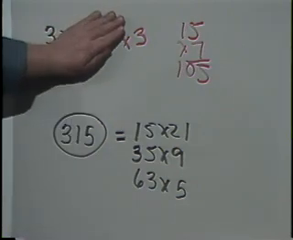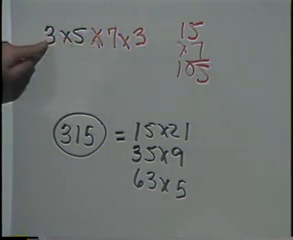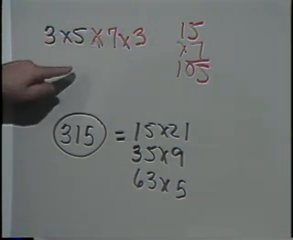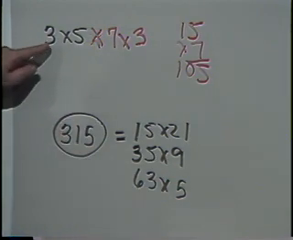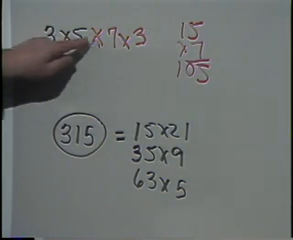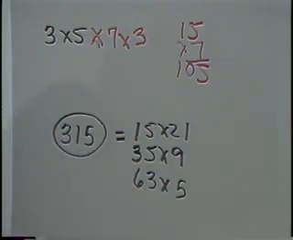It's also 35 times 9. See, if I take out the 5 times 7, I'm left with 3 times 3. And if I take out the 63, see, 63 is what? 2 3s and a 7. If I take out the 2 3s and the 7, I'm left with a 5. So 315 is also 63 times 5.